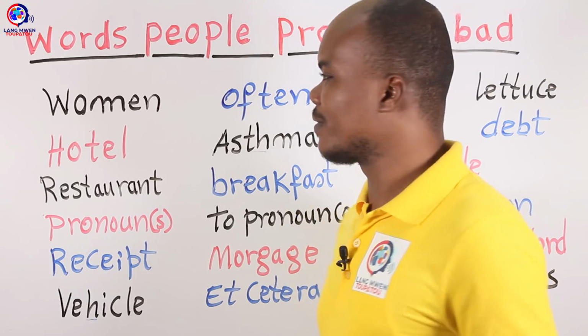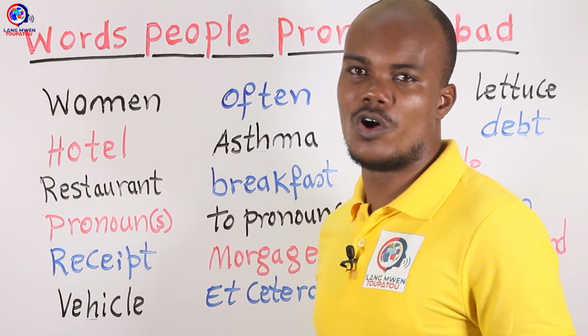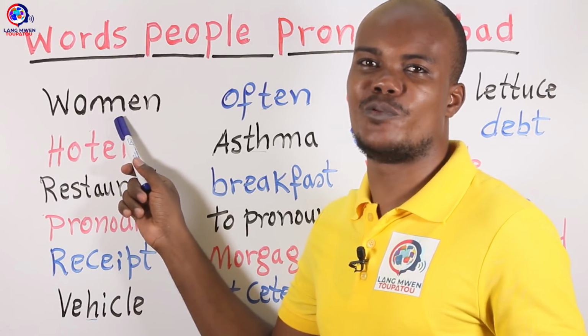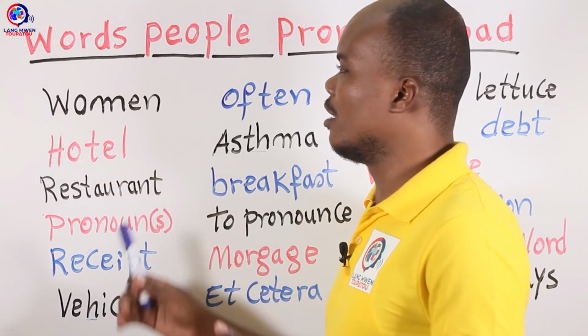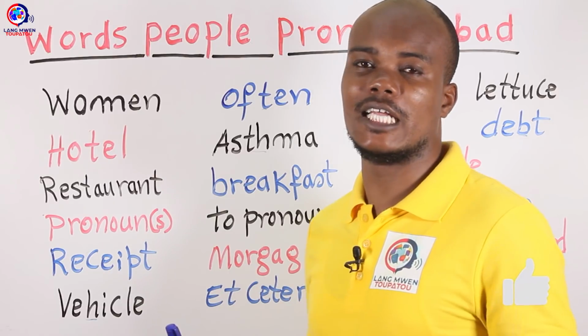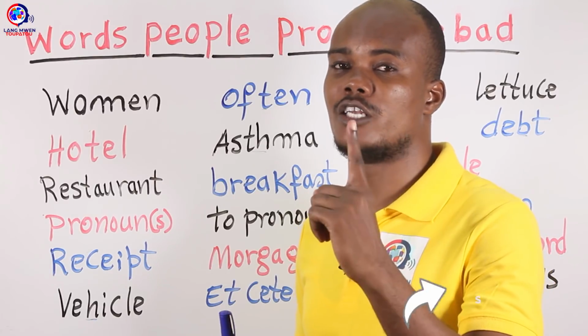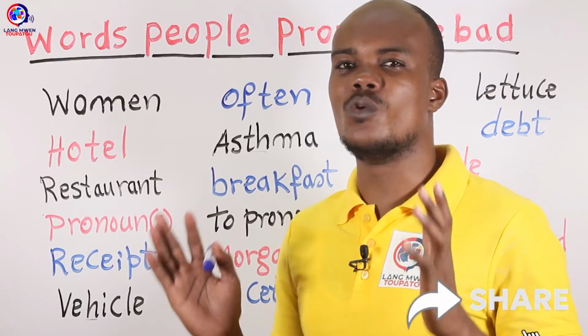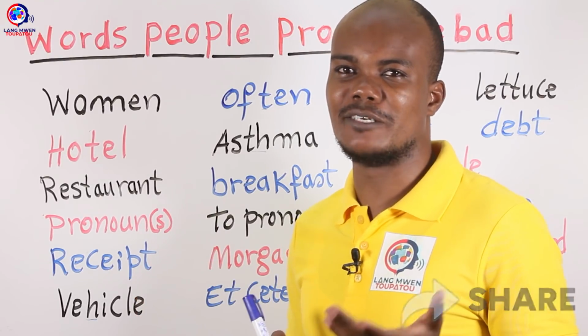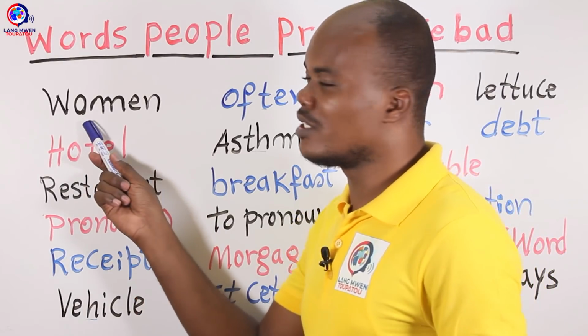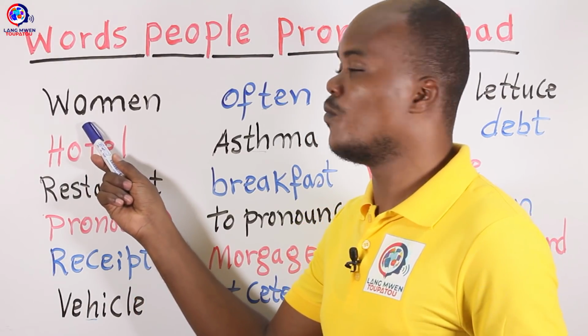Okay, we get the words on the board. For this word, people mispronounce it. People say woman because the singular is woman. For the singular, you say woman. When you're talking about one, you say woman. And for the plural, they mispronounce the plural. You don't say woman, you say women.